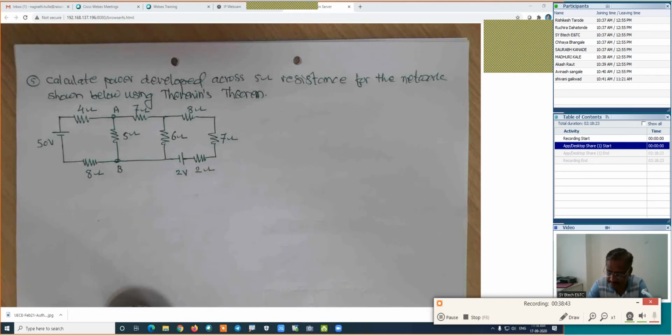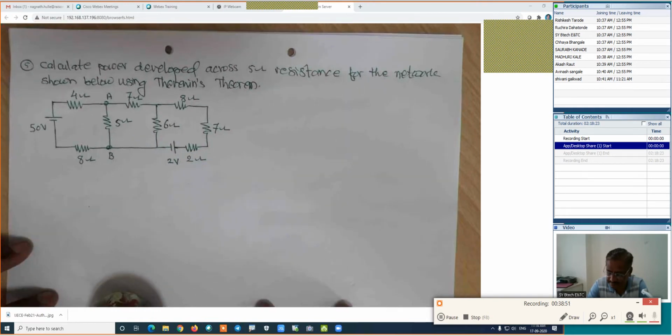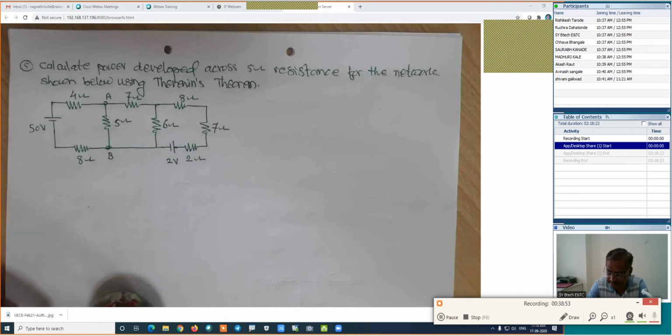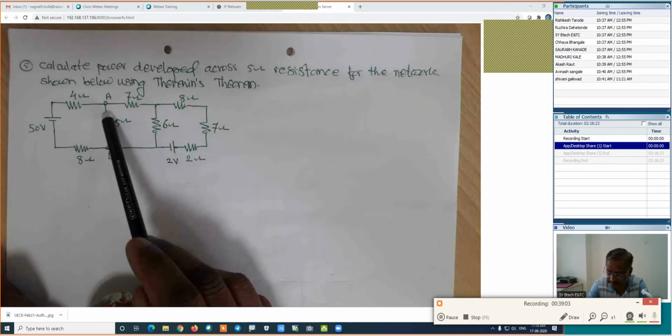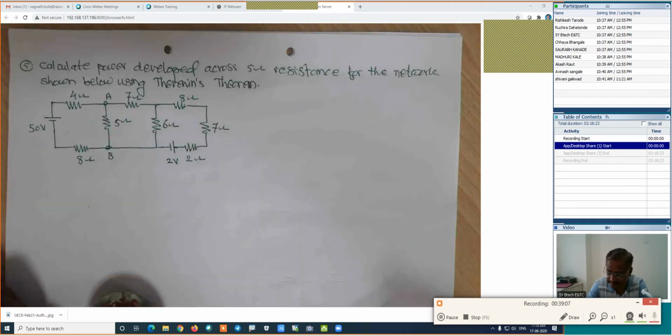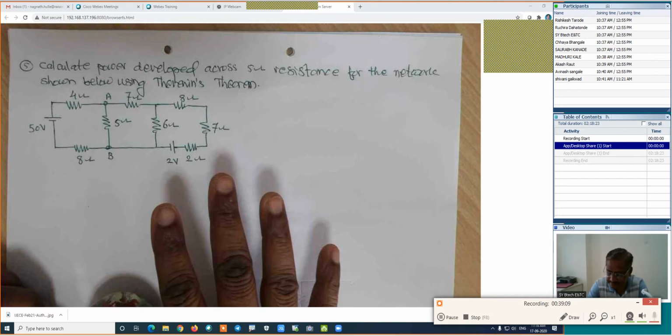We are interested in the calculation of the power developed across the 5 ohm resistance. Where is the 5? Here is the 5. Is it right? But here is the load resistance. Now think on this method, how to calculate its value.